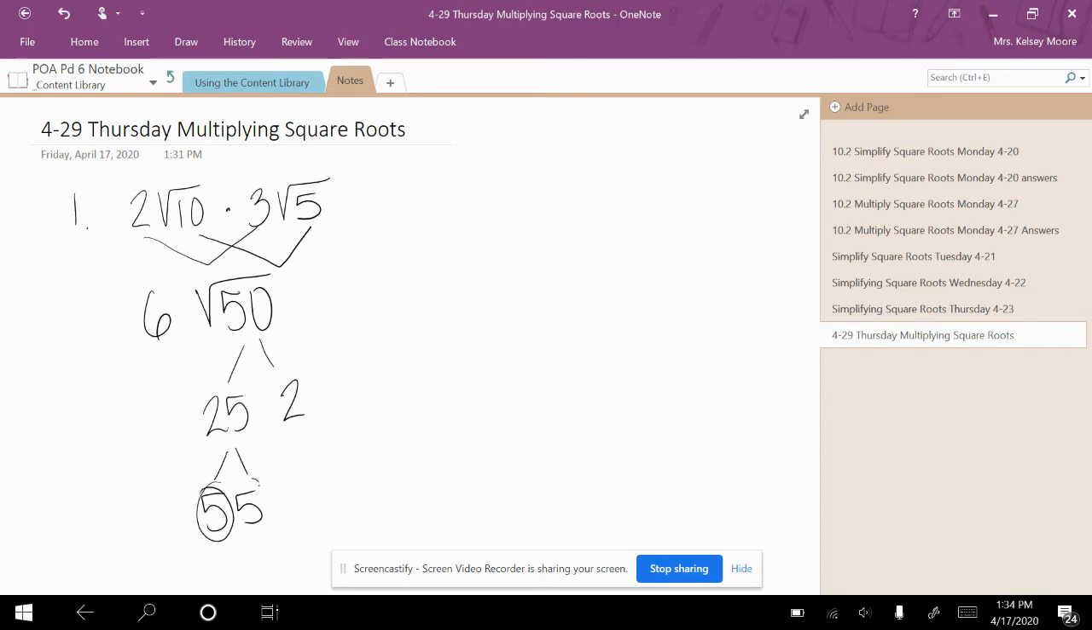So circling my 5s because that's the pair. I'm going to rewrite my 5, and then I'm going to box the 2, and I'm going to put the 2 inside of the radical. But here's that 6 that we've talked about that you can't forget about, so you have to bring the 6 over. So then 6 times 5 ends up being 30 square root of 2.